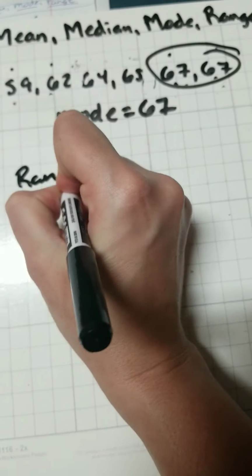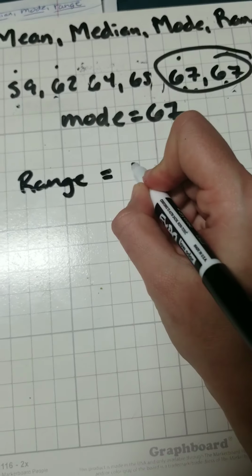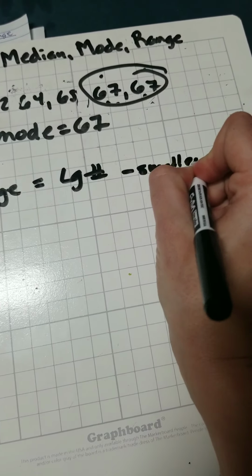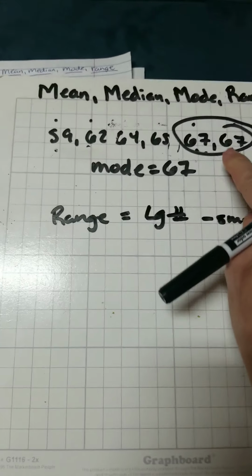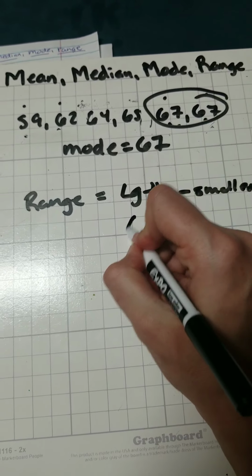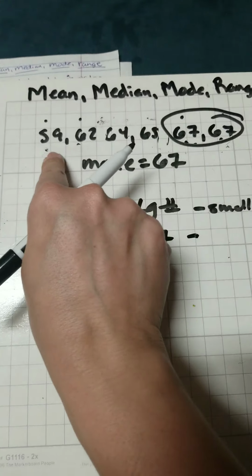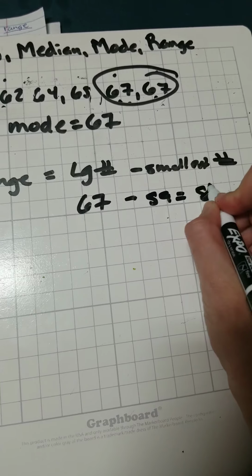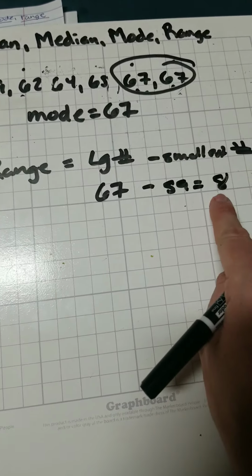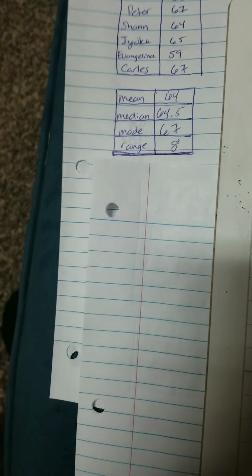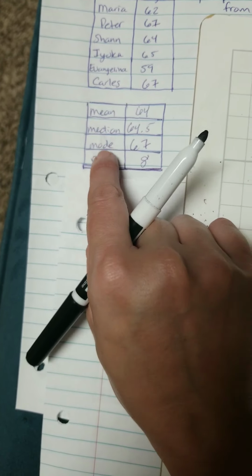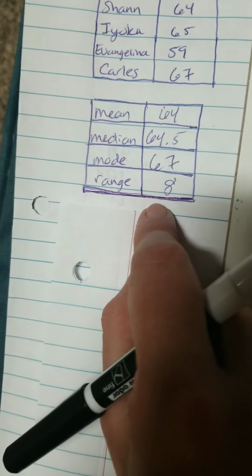Now we're going to talk about the range. The range is very easy to find. All you have to do is take the largest number and subtract the smallest number. So in this case, our largest number is 67. We're going to subtract our smallest number, which is 59. 67 minus 59 is 8. So our range is 8. So in our table, we write 8. So we have mean is 64, median is 64.5, mode is 67, range is 8.